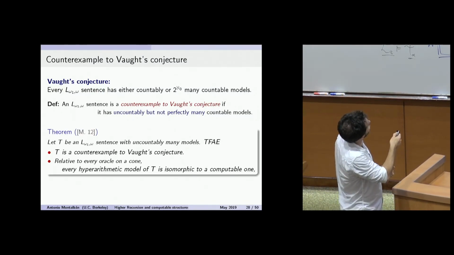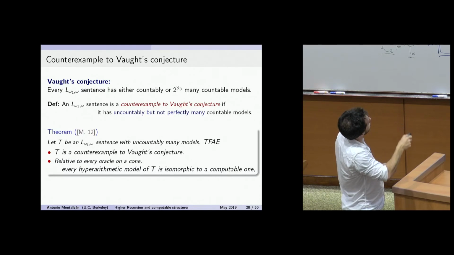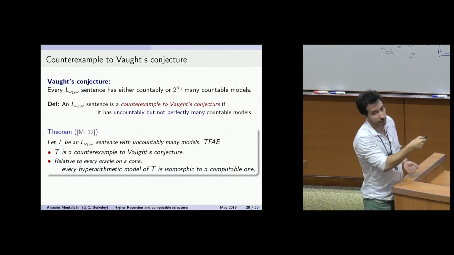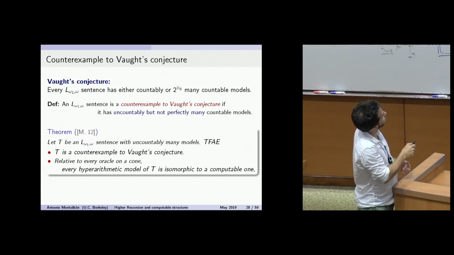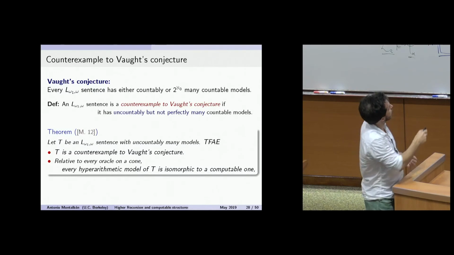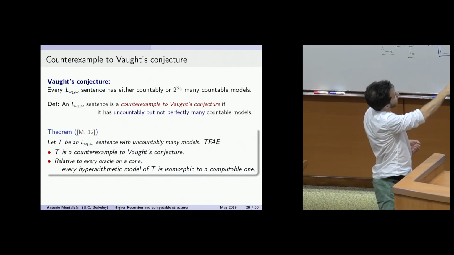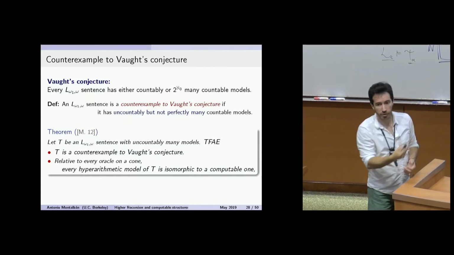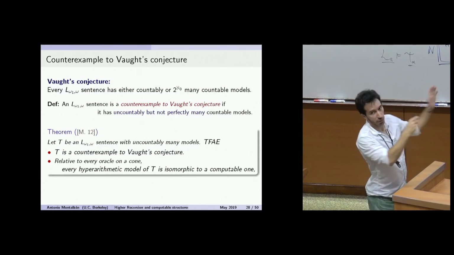And so in 2012, the theorem was that if you have a sentence T that has uncountably many models, then the following are equivalent. One, that T is a counterexample to Vaught's conjecture, and the other one is that every hyperarithmetic model of T is isomorphic to a computable one relative to some oracle.